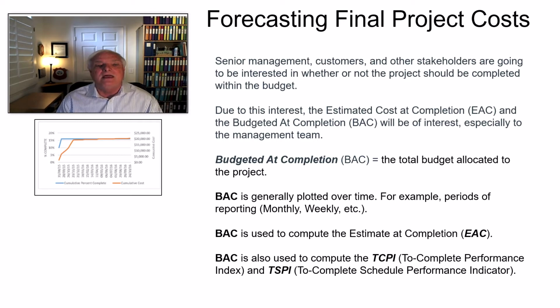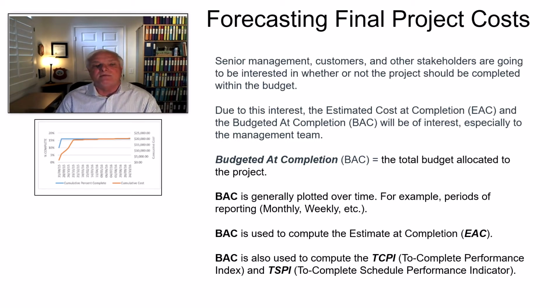So remember that budget at completion, BAC, is the total budget allocated to the project. That was what we gave you in the beginning. The BAC was our budget. On your projects, you had a BAC. We basically told you we want you to do this amount of work with the proposal for this amount of money. Your BAC is generally plotted over time.